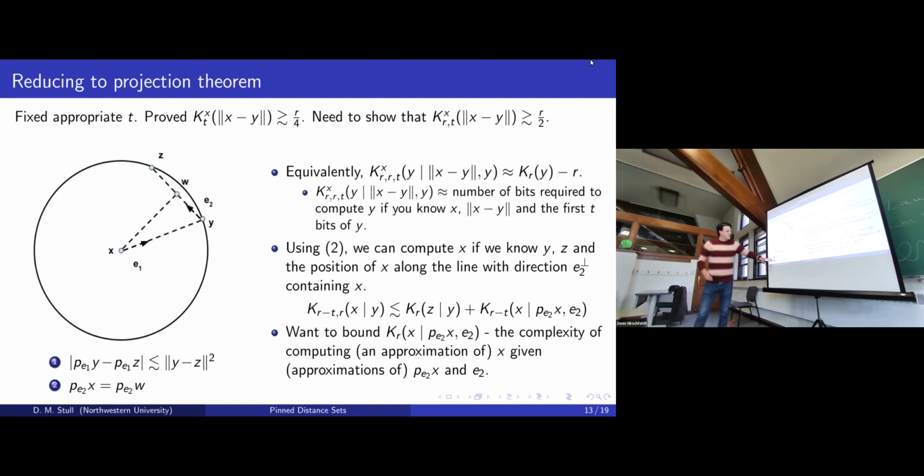This is where we use the second projection equality, where we use the fact that the midpoint W between any two points on the circle has the same projection as X.